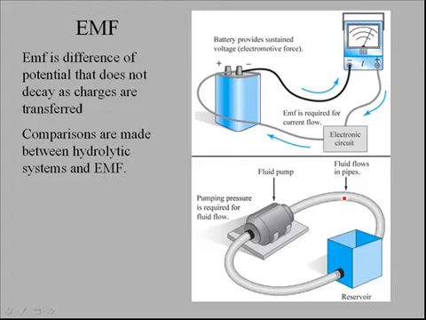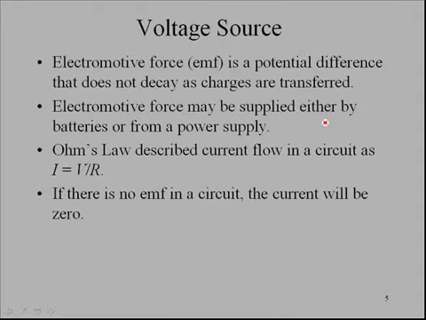In the hydraulic system, fluid flows through the system, and the fluid actually does the work. In the case of electronics, the current does the work. And in a hydraulic system, if there was a break in the pipes, then the system simply won't work. The same is true in the case of electrical systems. If there is a break in the circuit, or the wires break, the current will cease to flow, and the work will cease to be done. So EMF is a potential difference that does not decay as charges are transferred. Electromotive force may be supplied by a couple of different sources, batteries or a power supply.